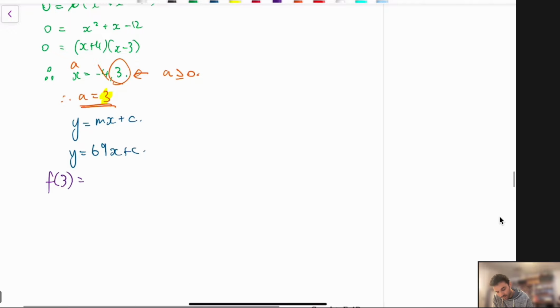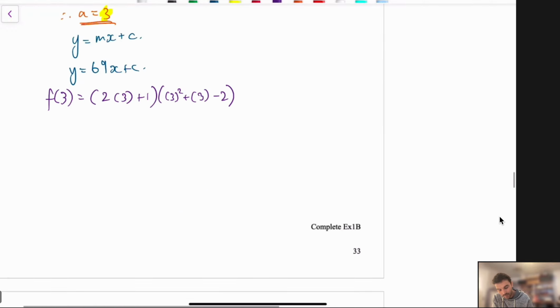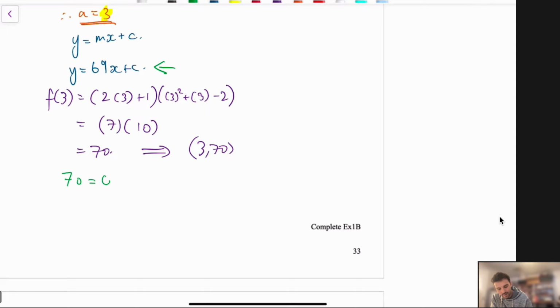f of 3 is equal to 2 lots of 3 plus 1, and then 3 squared plus 3 take 2. So I'm just subbing into that f of x rule there. What comes out, you've got 7 in this bracket, and then you've got, I believe it's 10 in the other bracket, so 70. What's our coordinate? 3, 70, and let's sub that into our equation here. So 70 is equal to 69 times by 3 plus c, and what comes out? c would have to be negative 137, so we've got our rule, 69x take 137.